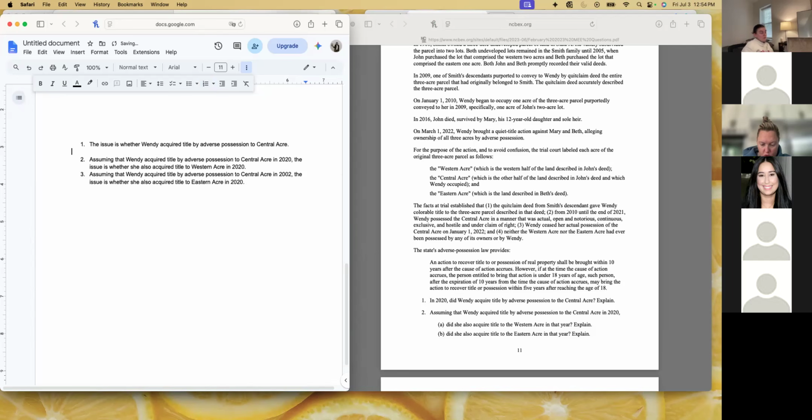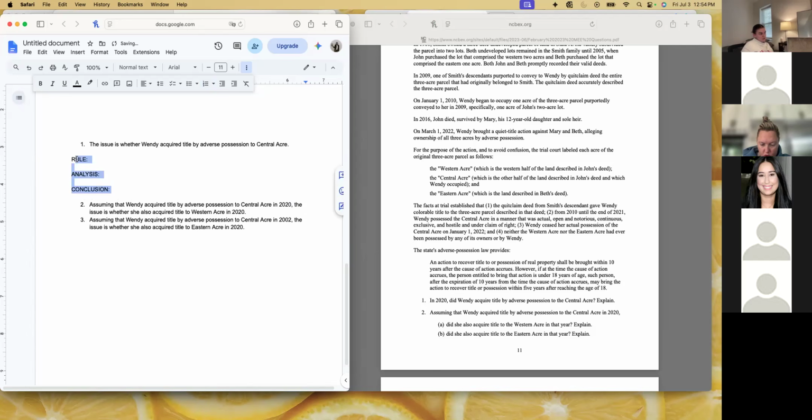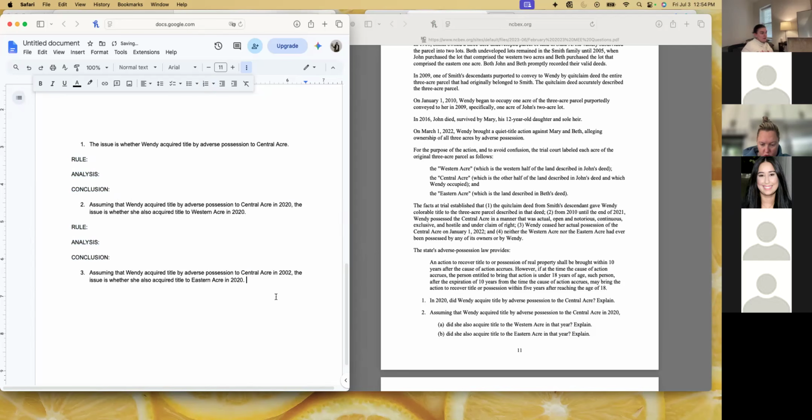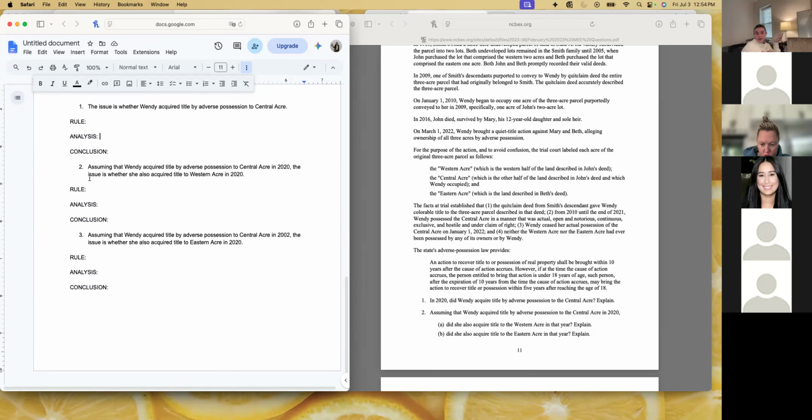Then what I would do normally on my paper is I go like this. I delete the heading where it says like rule, analysis, conclusion, but I do this so that way I make sure that I break everything out. Then, as I'm writing out the answer to this, I would have realized that I probably want to break out the tacking and the tolling issues into sub issues. But technically, you don't have to do that, right? You could just do issue, rule, analysis, rule, analysis, rule, analysis, conclusion. Does that make sense to everybody?